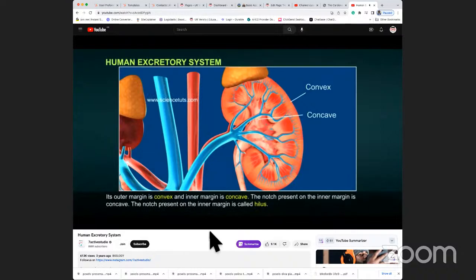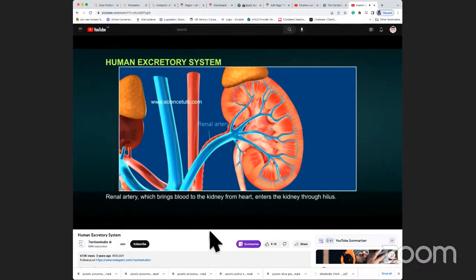The notch present on the inner margin is called hilus. Renal artery, which brings blood to the kidney from heart, enters the kidney through hilus. Renal vein, which carries blood from the kidney to the heart, and ureter come out of the kidney through hilus.